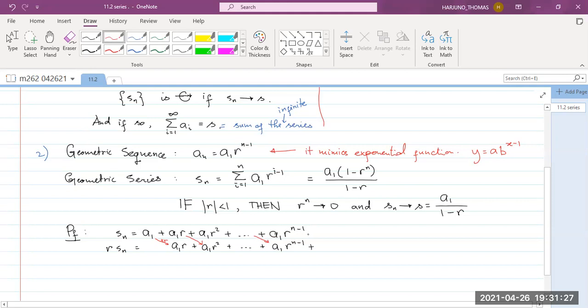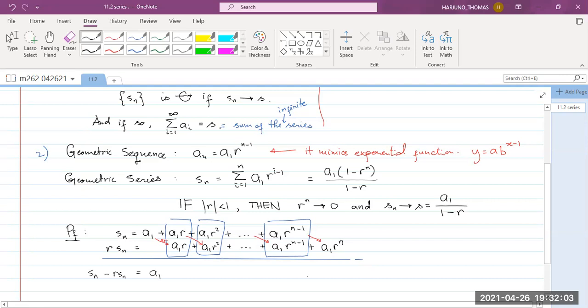And this term here, if you multiply by r, it becomes a sub 1 r to the n. Now, what we mean by telescoping is that when you subtract, these terms in the middle will cancel. You see that? These terms in the middle will cancel. So I have S sub n minus r times S sub n equals a sub 1 minus a sub 1 r to the n.